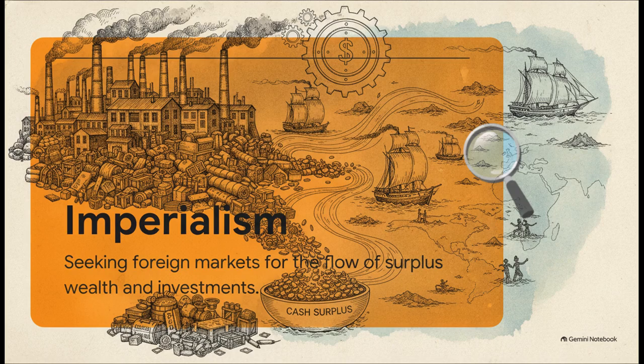Think of it like a massive retail chain that has way too much inventory and has completely run out of local customers. They absolutely have to find new neighborhoods to sell in, or the whole thing goes belly up. By the late 19th century, European monopoly capitalists, totally supercharged by the Industrial Revolution, had massive surpluses of manufactured goods and cash. Their domestic markets were just tapped out. They desperately needed new places to park their money and push their products to keep those profits flowing.